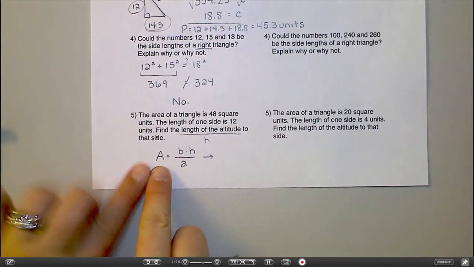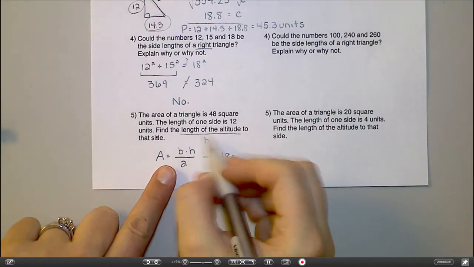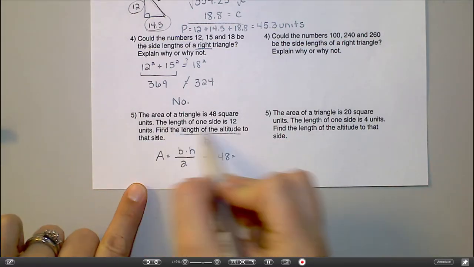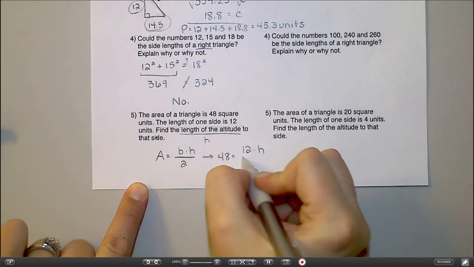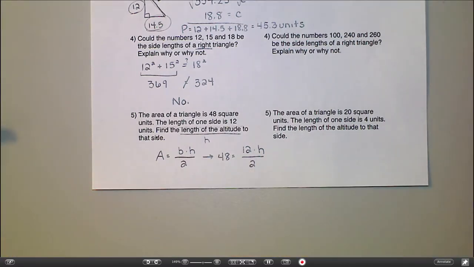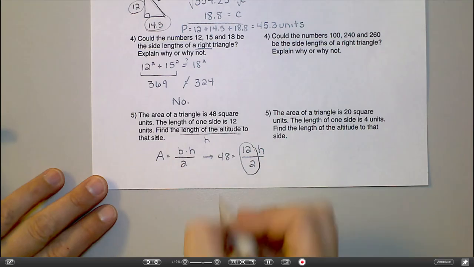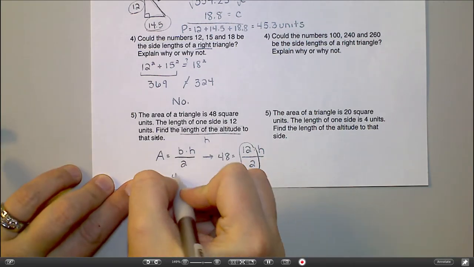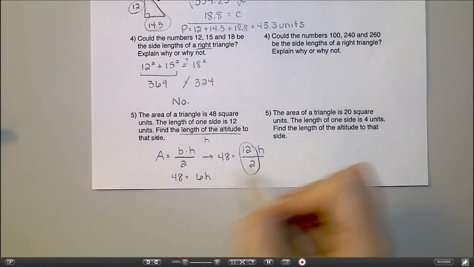So I would plug in for A, the area is 48. The base would be the length of the side, so that's 12. H is what I'm trying to find, and then I know I'm going to have to divide that by 2. Can someone tell me what to do from here? Caitlin? Would you divide by 12 or 2 first? Yeah, I would do the 12 divided by 2. Is that what you meant? Yeah. Okay, so 12 divided by 2 is 6. So I would say 48 equals 6h. See where I got that 6 from? 12 divided by 2 gives me 6.